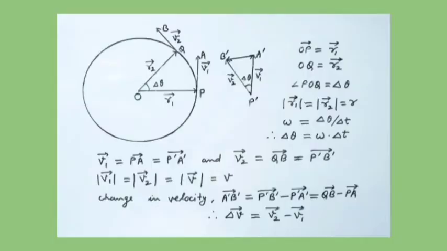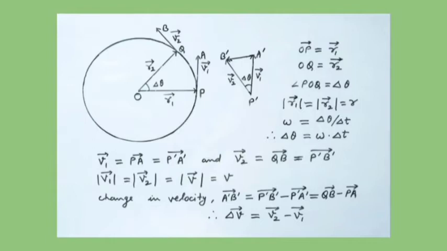Let us consider an object of mass m moving with a constant speed v and uniform angular velocity omega on a circular path of radius r with center O. Let the object be at point P at any time t, and at time t plus delta t the object be at point Q, so that OP is equal to r1, OQ is equal to r2, and angle POQ is equal to delta theta. It is clear that the magnitudes of vectors r1 and r2 are the same, equal to r.